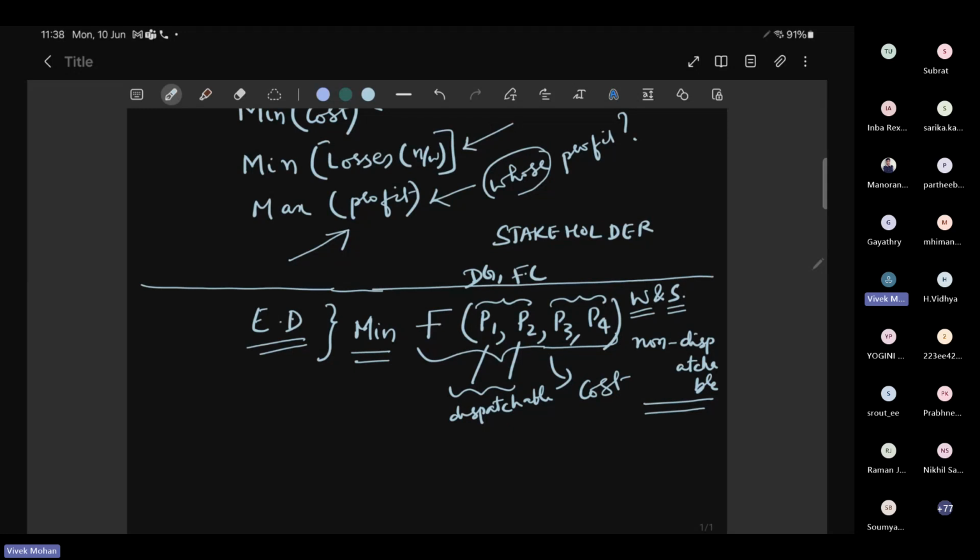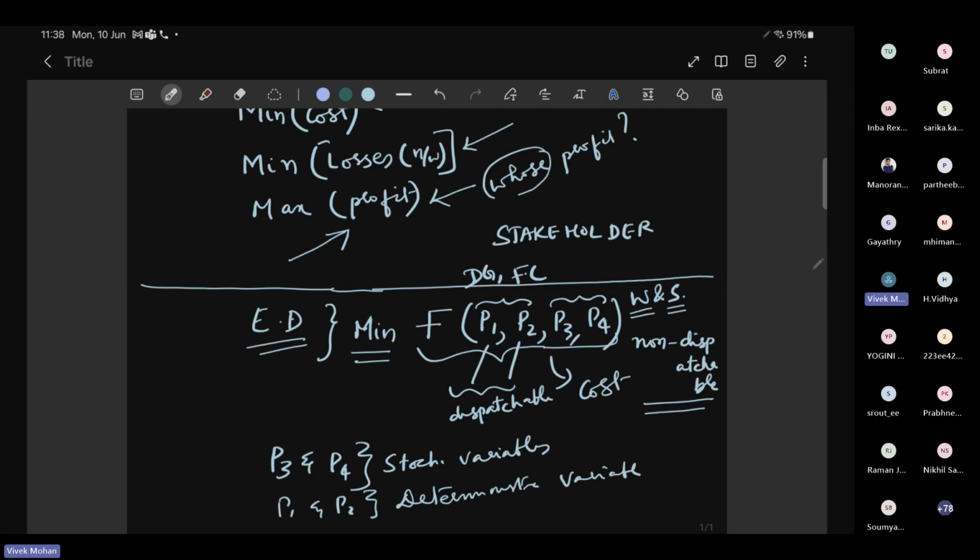There is some unpredictability associated with P3 and P4. So normally what we do is P3 and P4 are considered as stochastic variables, and P1 and P2 are treated as deterministic variables. Now, other than solar and wind, what could be other stochastic sources?